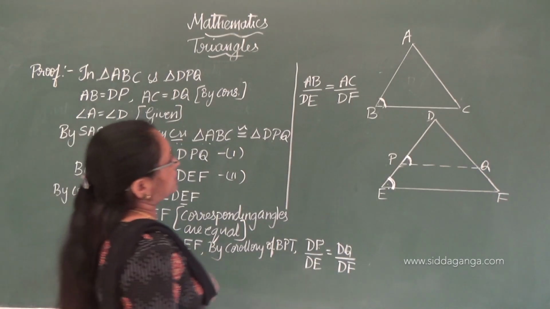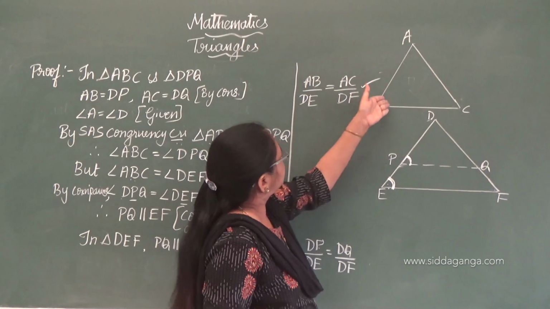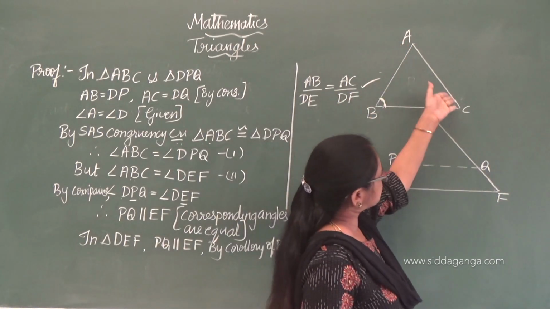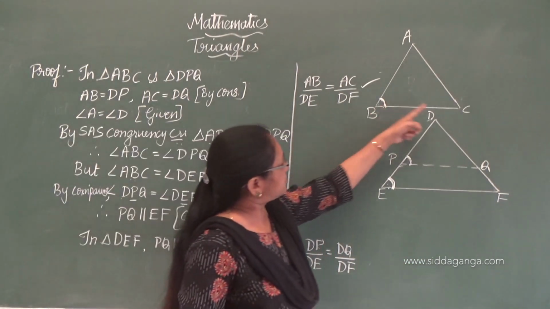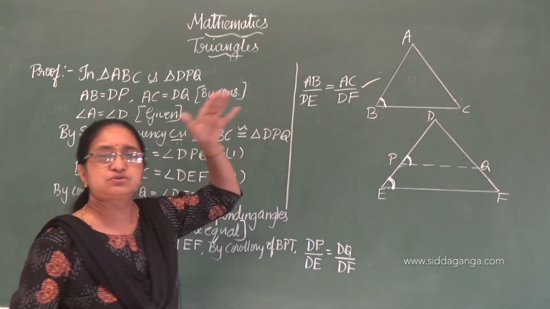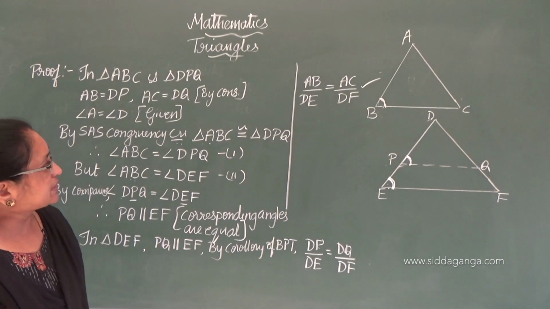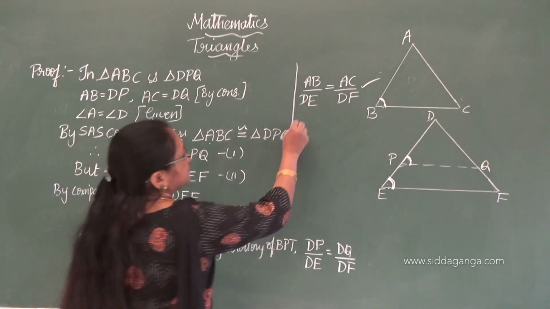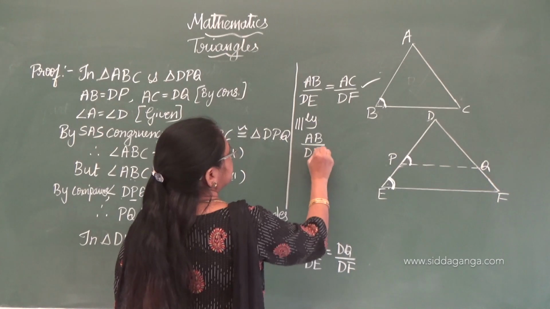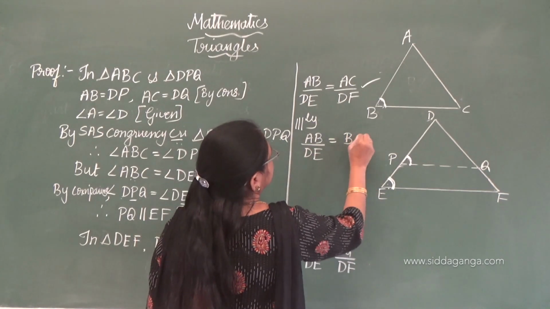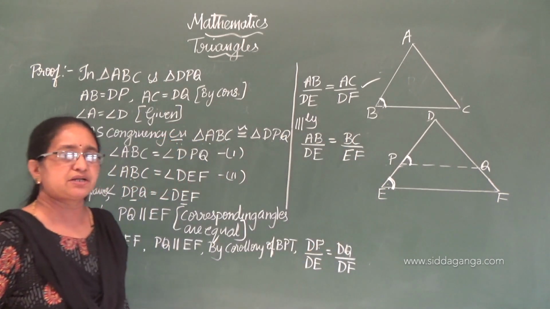Yes. Now, what are these then? They are the corresponding sides of a triangle. AB by DE is equal to AC by DF. Similarly, we can prove BC by EF is also equal. Understood? So, similarly AB by DE is also equal to BC by EF. This you need not prove, if you write this it is enough. Similarly we can prove this.